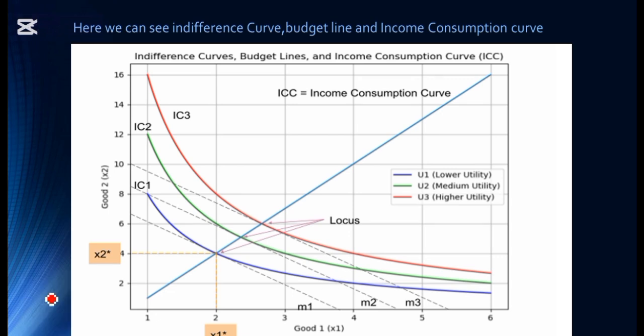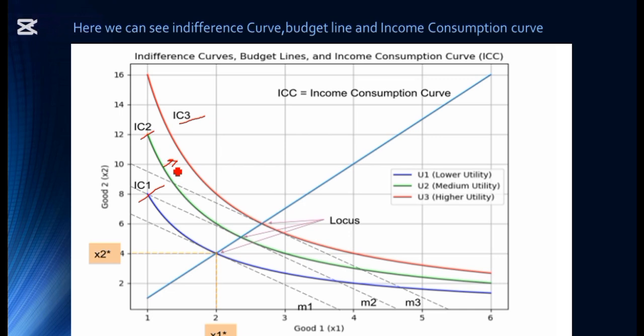Let's see the graph. Here we can see a graph which shows three different ICs, IC1, IC2 and IC3. As income increases, the consumer moves to a higher indifference curve, here green to red, and the consumer is consuming more of both goods. The budget line shifts upwards.